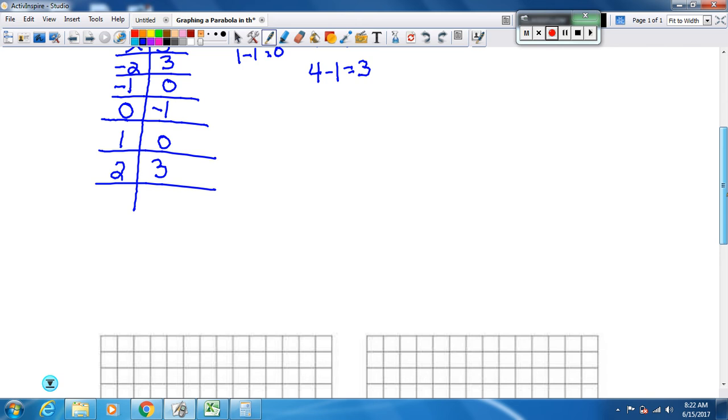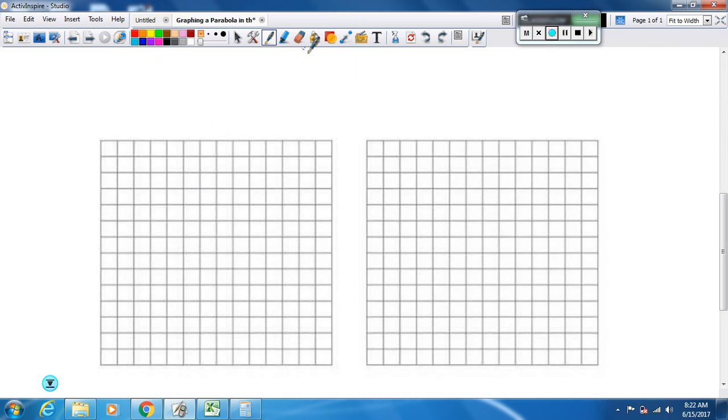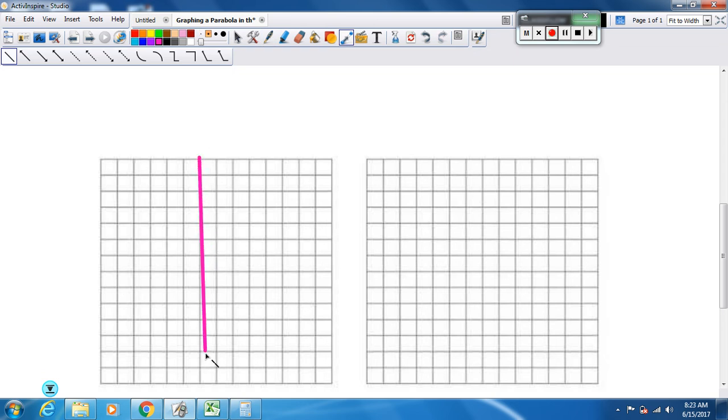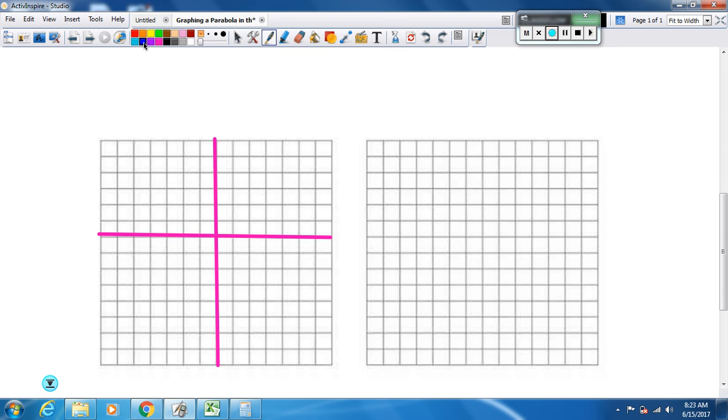I'm going to graph these points, -2, 3. Actually, let me get this ready. Let's try that one more time. So we said that we are going to graph -2, 3. 2, 1, 2, 3 right here.